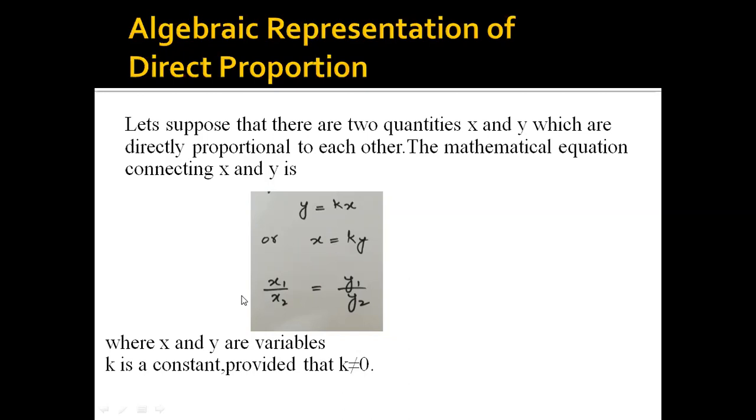The second equation which connects x and y is x1/x2 = y1/y2, where x1 and x2 are two different values of the variable x, and y1 and y2 are the two different values of the variable y. y1 is the value of y corresponding to x1, and y2 is the value of variable y corresponding to x2 respectively.